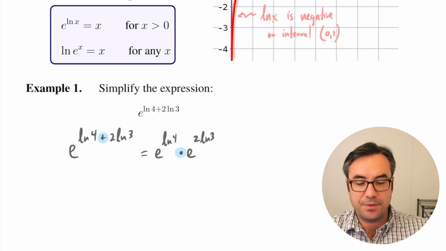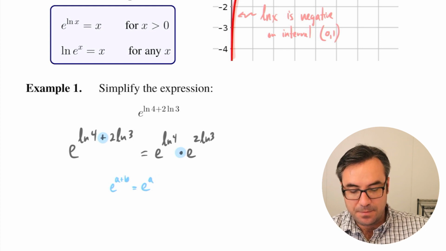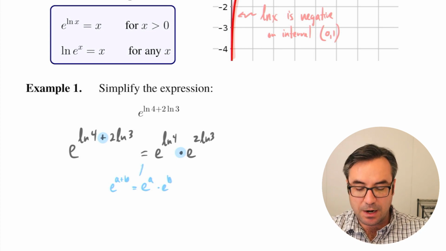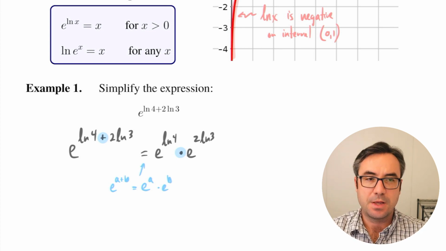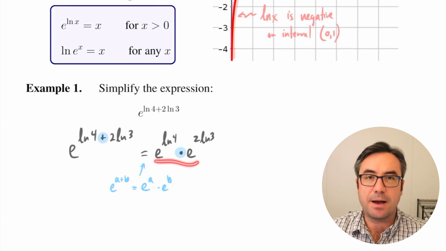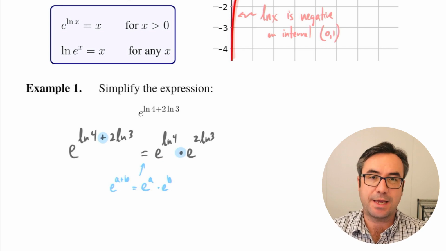So the way this property looks, this is e raised to the a plus b is equal to e raised to the a times e raised to the power b. So this is our one exponential law that allows us, if we see addition, we can split it up into two separate exponential functions, and then it becomes multiplication.